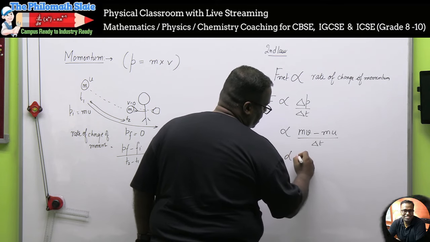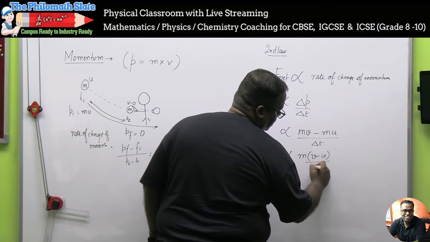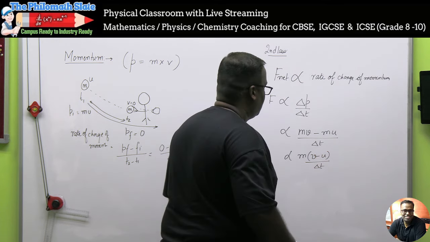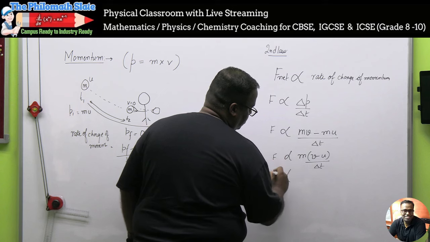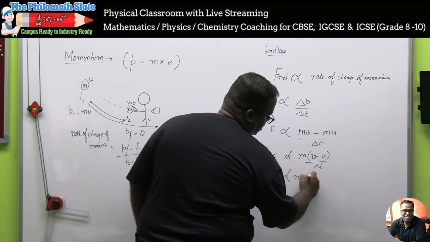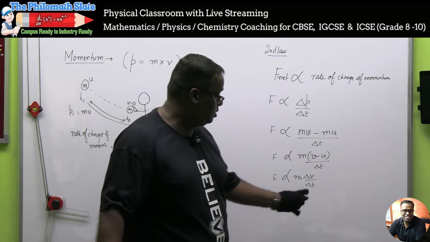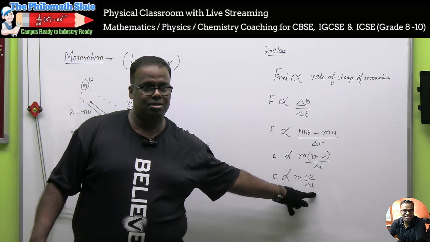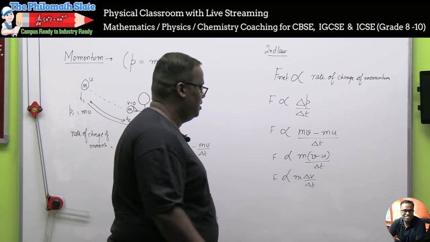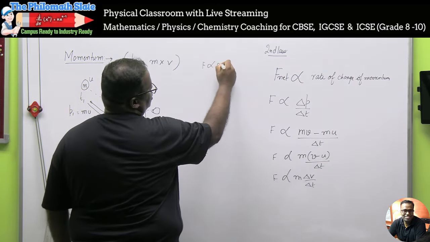Or this is directly proportional to m common, v minus u by delta T. Or it is directly proportional to m delta v by delta T. V minus u is nothing but change in velocity. What is this quantity? You know this quantity. Acceleration. So force is directly proportional to mass into acceleration.